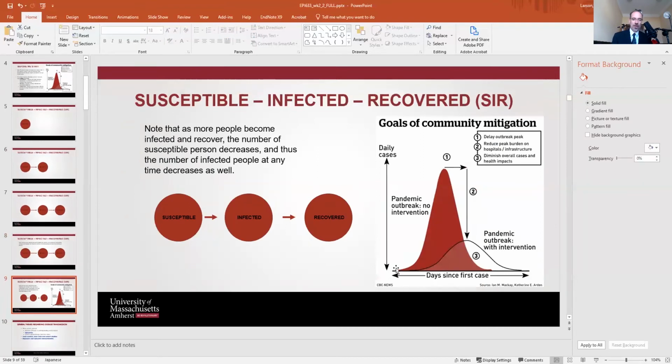So at first, we have a fully susceptible population. Infection starts happening. You get lots and lots of infections. People start to recover. There's fewer and fewer susceptible people in the population, and thus the number of candidate people to become infected goes down. So the number of infections eventually starts going down as well. That's what we're talking about when we talk about this curve.